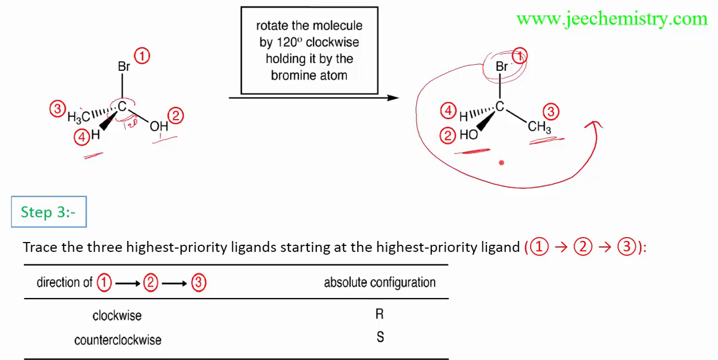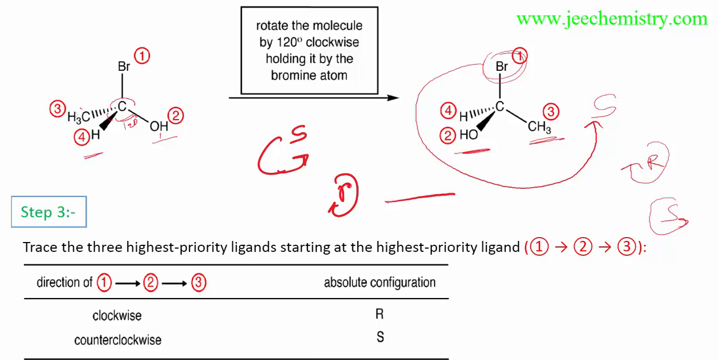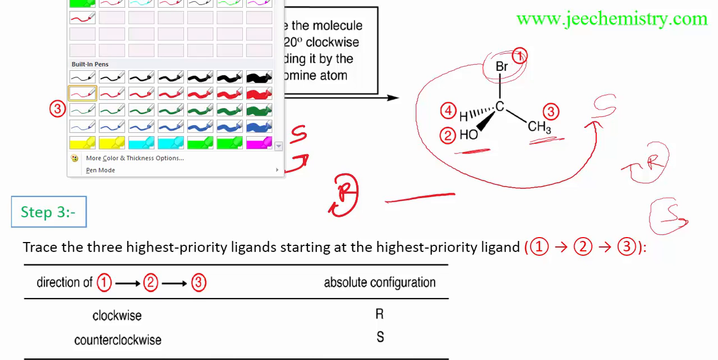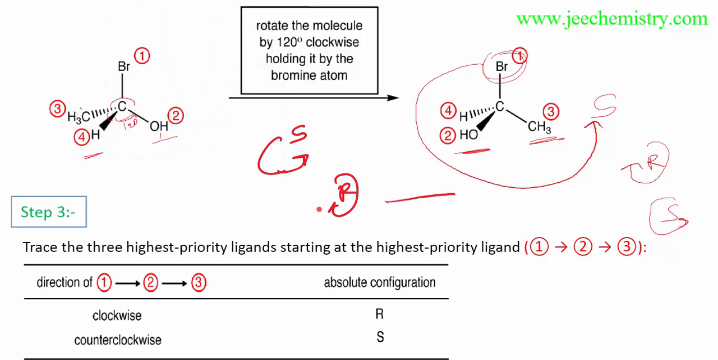If the anti-clockwise or counter-clockwise order is followed, then that is given as S configuration. If the clockwise order is followed, then it is given R. So anti-clockwise is S and clockwise is R. That is how the RS configuration is given. Now here I have shown: if 1, 2, 3 follow the order counterclockwise, then S is given. If they follow clockwise, then R configuration is given.